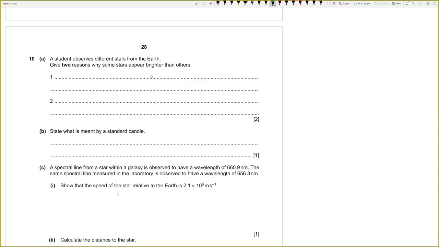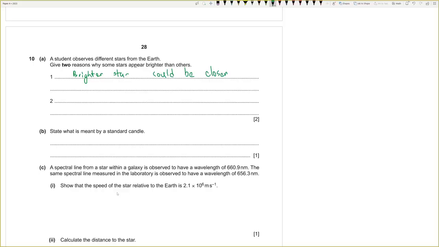So one of the reasons could be luminosity. The greater the luminosity, the greater the brightness, and the other might be distance. One star might be closer. So the brighter star could be closer, or you could basically say that the brighter star could have greater luminosity in the visible wavelengths.